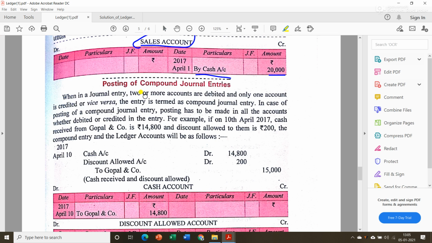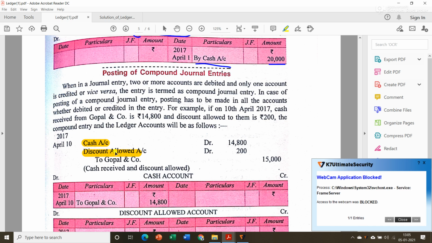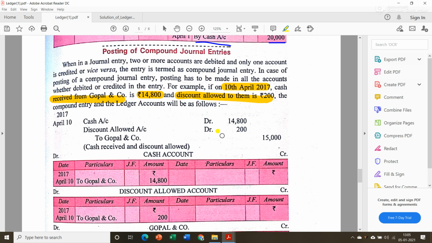Now compound journal entries are those where either more than one debit account or more than one credit account is involved, meaning to debit accounts or to credit accounts make a compound journal entry. Now let us see this example. On 10th April 2017, cash received from Gopal and Company is 14,800 and discount allowed to them is 200. For the compound journal entry, we first have to pass the journal entry.